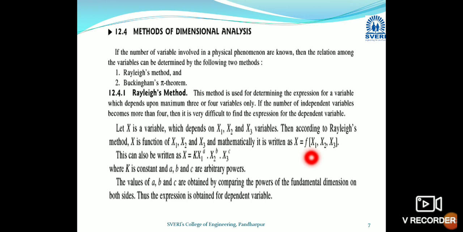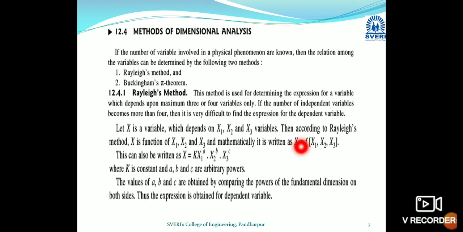So I told you we have to go for Buckingham's pi theorem method. Then let us consider what this method is. X is a variable which depends on x1, x2, and x3 variables. According to Rayleigh's method, X is a dependent variable, and x1, x2, x3 are called independent variables. So X is a function of x1, x2, x3.